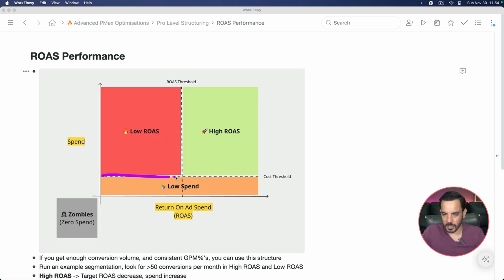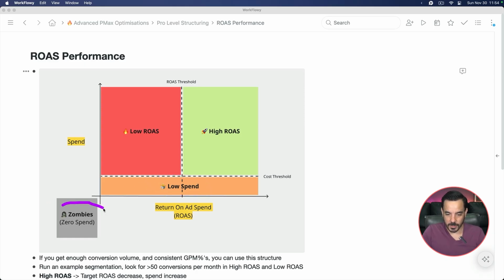And then anything that's below your cost threshold, again, let's just use an example of $100 past 90 days. We would call those low spend products, right? Some of them are going to have high ROAS, some of them are going to have low ROAS, but each individual product has low spend. So it's kind of just like luck of the draw, whether they have high ROAS or low ROAS. So we need to treat these as one campaign.